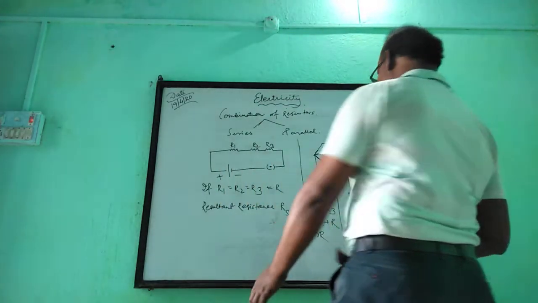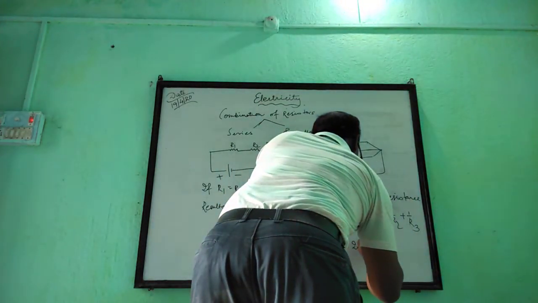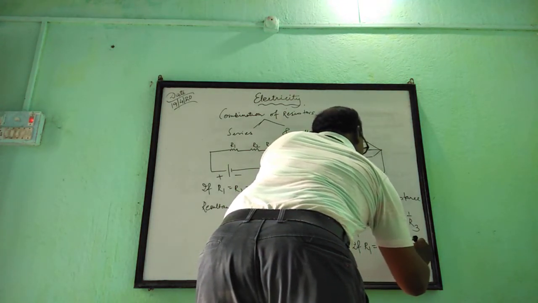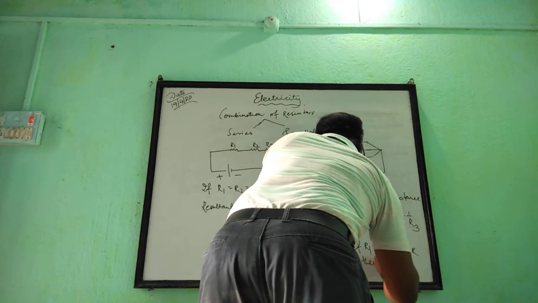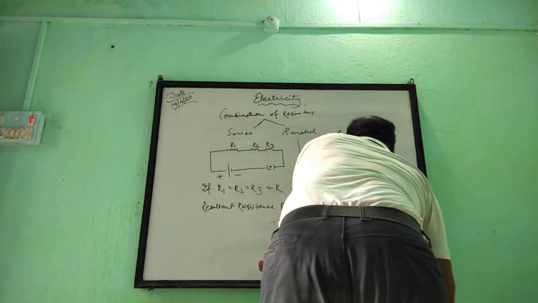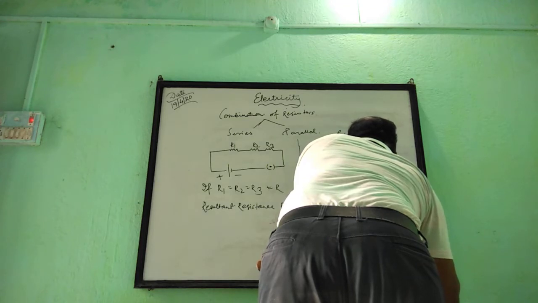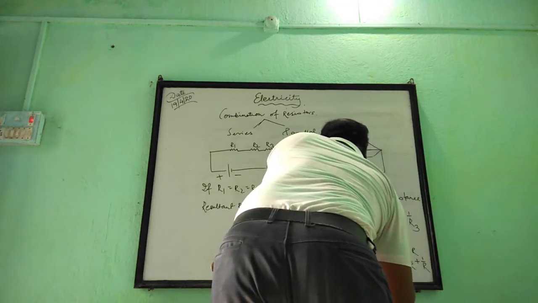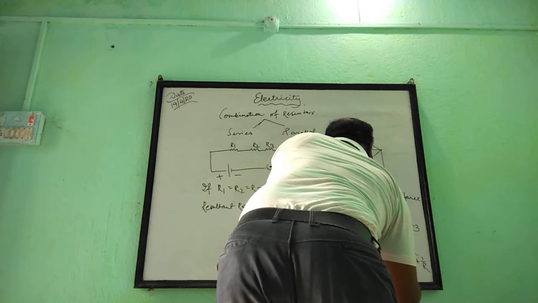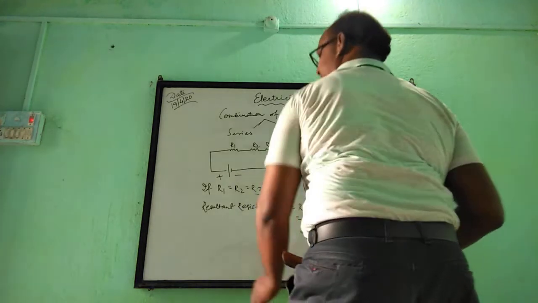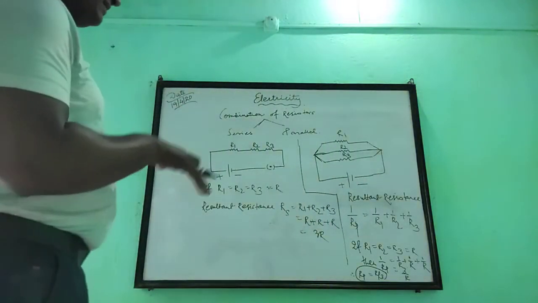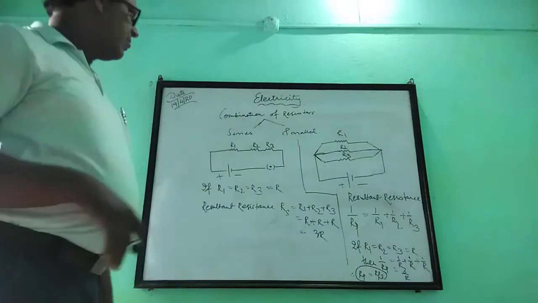If R1 equals R2 equals R3 equals R, then 1 by Rp equals 1 by R plus 1 by R plus 1 by R, equals 3 by R. Therefore, Rp equals R by 3. That means in parallel connection, the resultant resistance will be less than that of the original resistance. Okay?